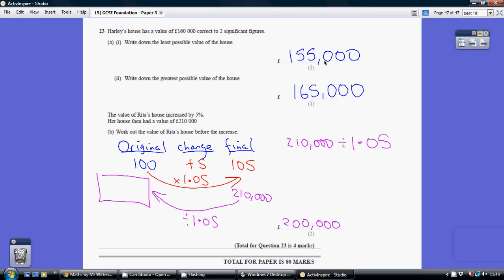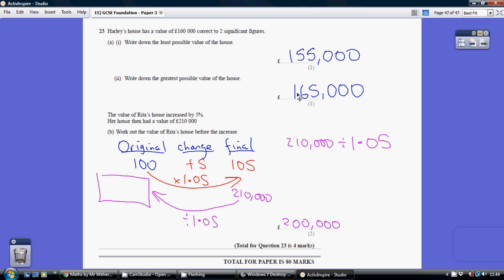Well, 155,000 is as low as you can go, because if you were going to round this to two significant figures, that would round up. So that would give you 160,000. And similarly, what's the greatest possible value for the house? 165,000. Well, it's about a penny less than this, but for bound purposes we keep the symmetry.